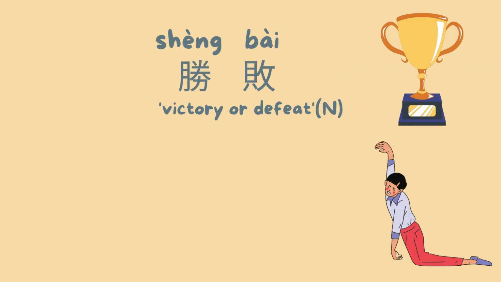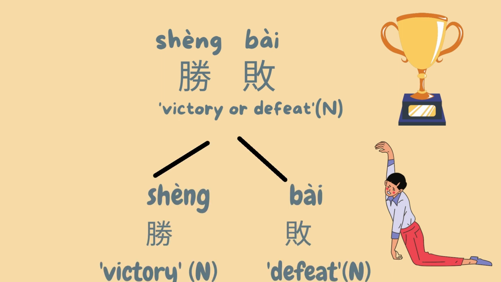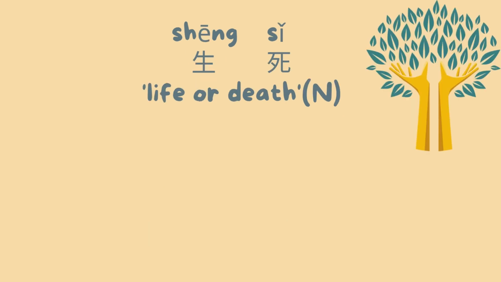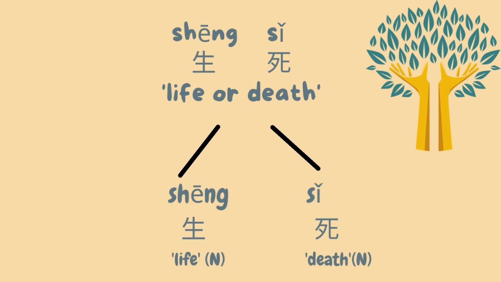The meaning of the word they form is the combination of the two characters that make it up, day or night, a noun. The next example is 胜败, victory or defeat, a noun. The constituent characters 胜, victory, a noun, and 败, defeat, a noun, are antonymous. The meaning of the word they form is the combination of the two characters that make it up, victory or defeat, a noun.